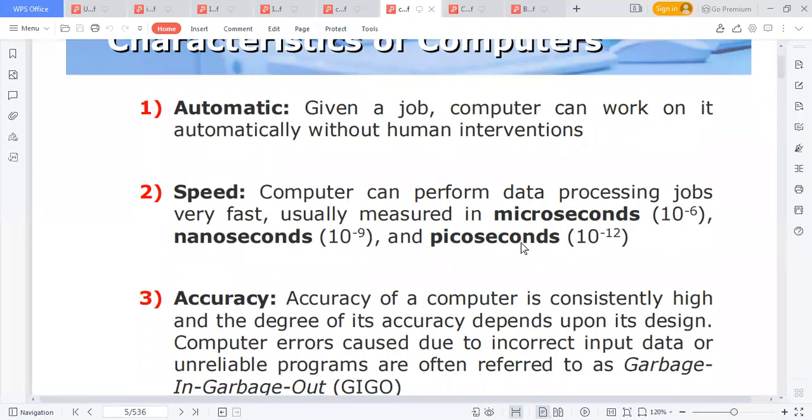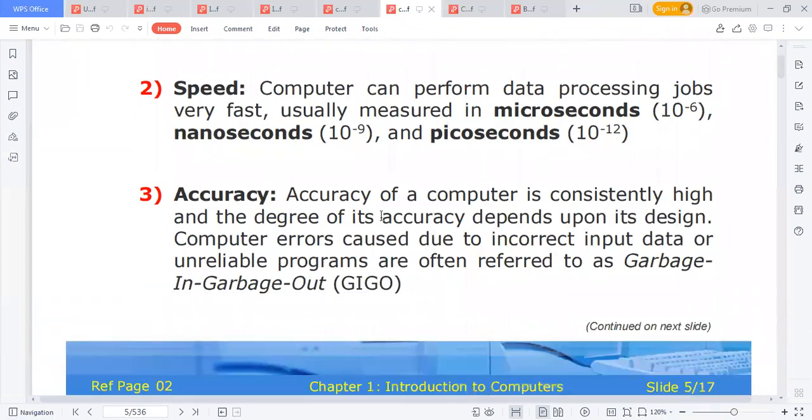Remember it. Now accuracy. Accuracy is another important characteristic of a computer. The accuracy of a computer is consistently high, and the degree of its accuracy depends upon its design. Computer errors caused by incorrect input data or unreliable programs are often referred to as garbage in, garbage out. GIGO means what? Garbage in, garbage out.